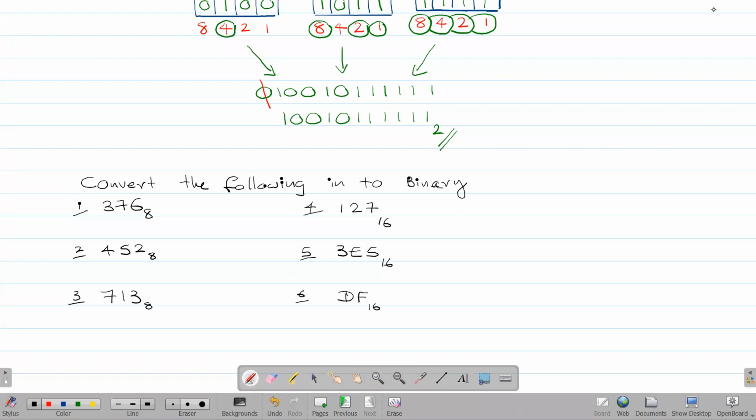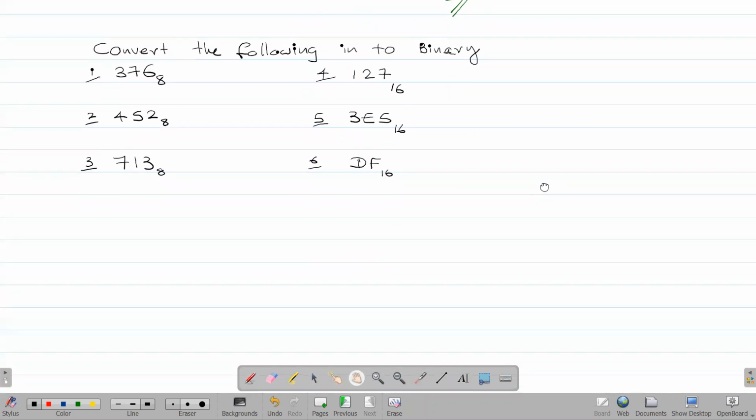Right. So let me do these things quickly. So that will be easy for you to see whether you have got it correctly or not, right? Okay, so there you go.